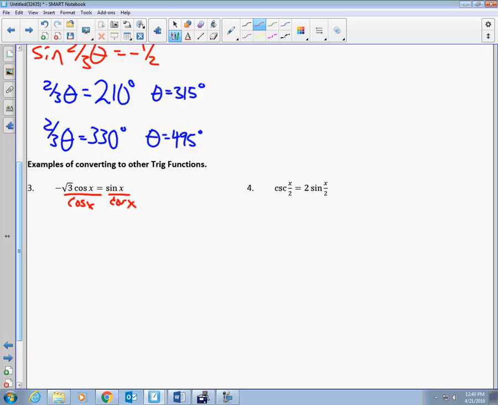Like, wait, you just told us not to divide by cosine. Now you're dividing by cosine. Yes. We get negative root of 3 is equal to tangent. Here's the difference. In the previous problem, if you divide by cosine, you actually reduce the power of the original problem, which means you risk losing solutions.